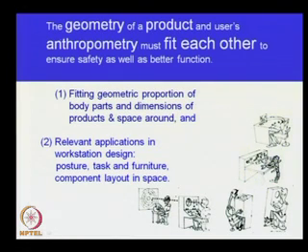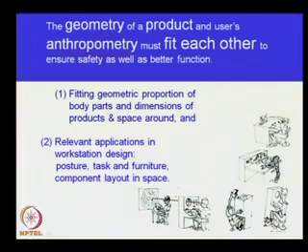Now, the geometry of a product and the user's anthropometry must fit each other, to ensure safety as well as better function. Anthropometry: anthropo is human, metry is measurement. Now, fitting geometric proportion of body parts and dimensions of products and space around, and relevant applications in workstation design, posture, task and furniture, comfort, layout in space. These are necessary to be considered.